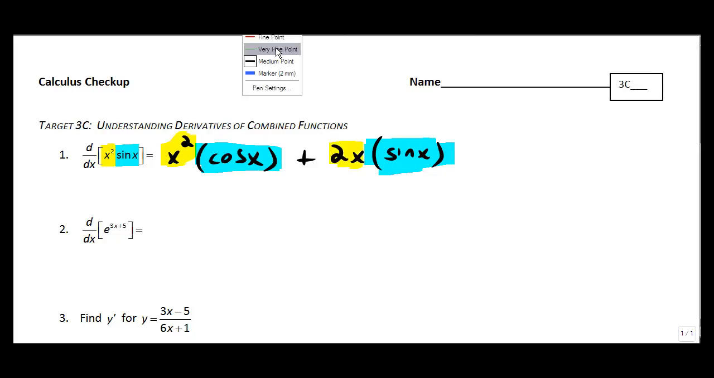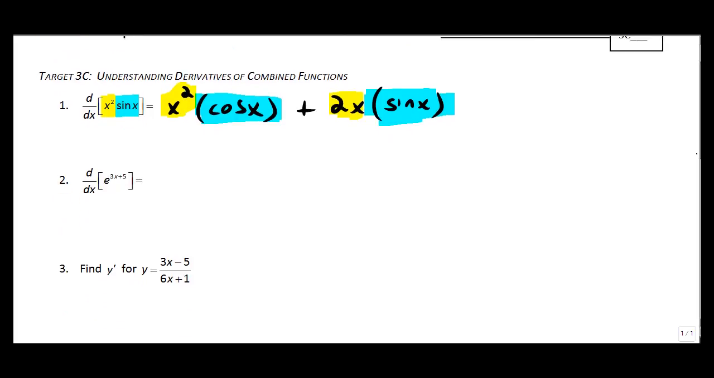Okay, next problem. Chain rule. Inner is 3x plus 5. Outer is e to the x. Derivative of 3x plus 5 is 3. Derivative of e to the x is e to the x. So I got the derivative of the outer at the inner times the derivative of the inner.